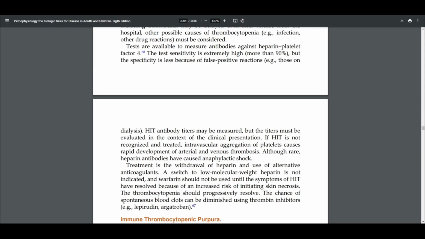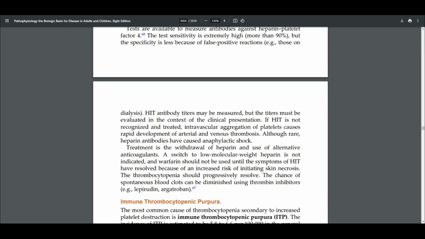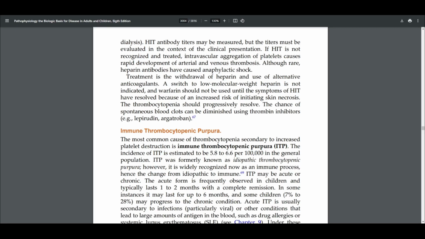Tests are available to measure antibodies against heparin-platelet factor 4. The test sensitivity is extremely high, but the specificity is less because of false positive reactions. HIT antibody titers may be measured, but the titers must be evaluated in the context of the clinical presentation. If HIT is not recognized and treated, intravascular aggregation of platelets causes rapid development of arterial and venous thrombi. Although rare, heparin antibodies have caused anaphylactic shock.